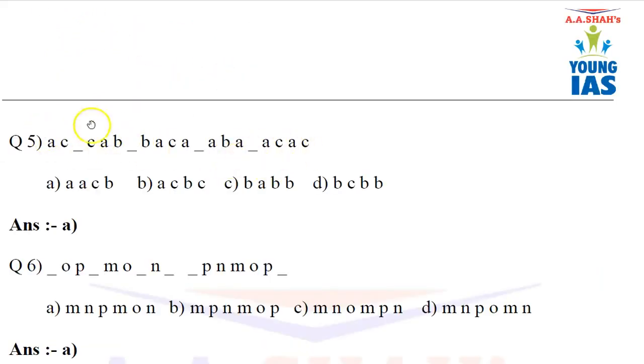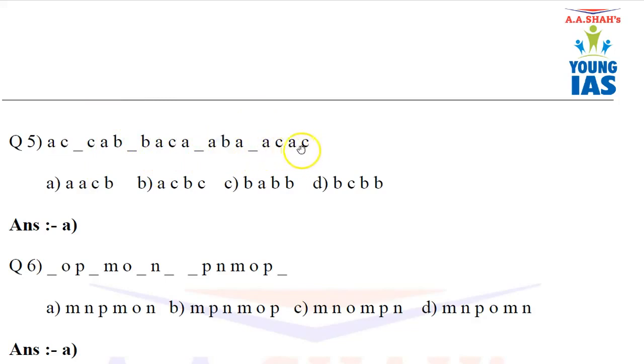The fifth question now. You have AC dash CAB dash BACA dash ABA dash ACAC. In this particular question, if you count again, you have 20 terms here. So 20, then split this into 4 or 5. Let's take it as 4. So AC dash C is the first part, AB dash B second part, ACA dash third part, ABA dash fourth part, and this last one fifth part.